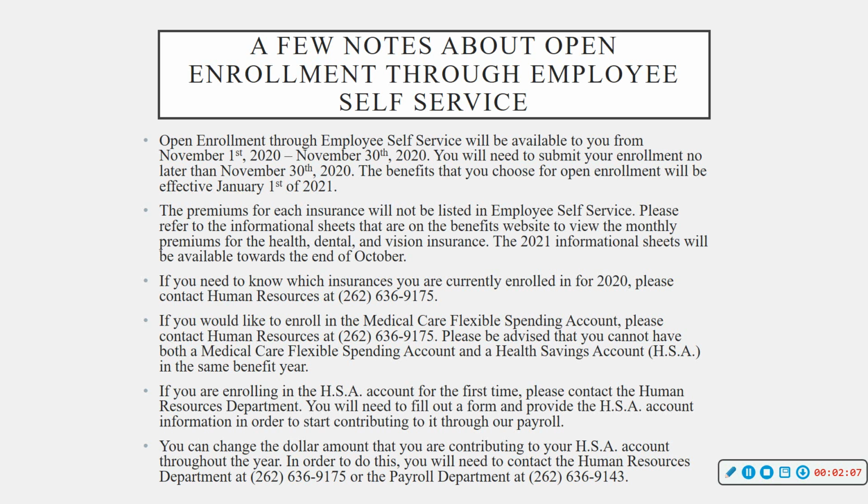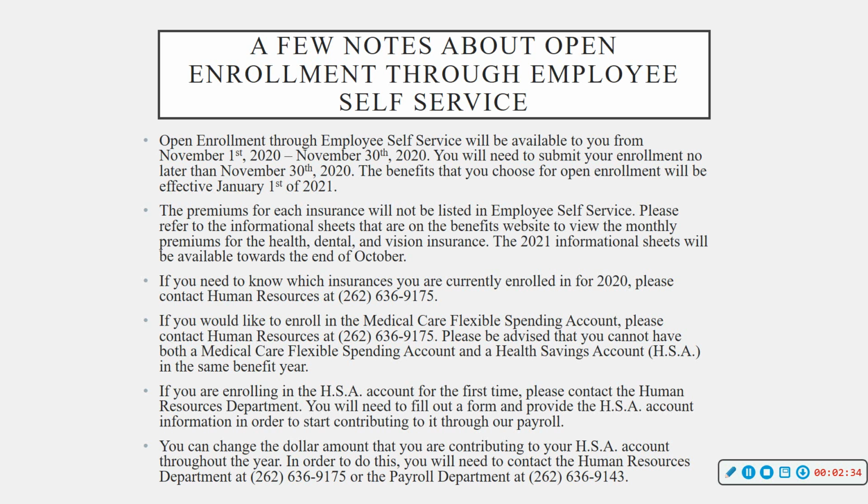The premiums for each benefit will not be listed in Employee Self-Service. You will need to look at the informational sheets that will be listed on the benefits website in order to view the premium costs. These informational sheets for 2021 will be available towards the end of October. The Human Resources Department will be making an announcement on Corey when these informational sheets have been posted.